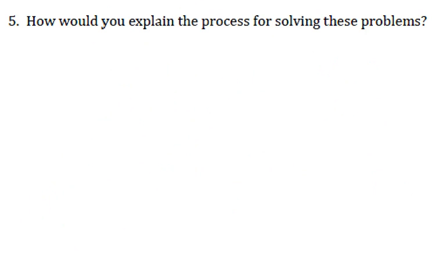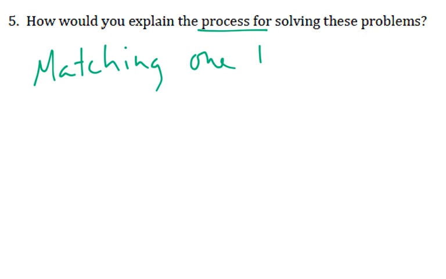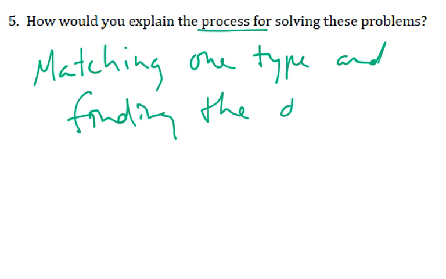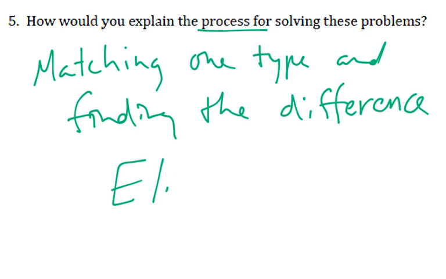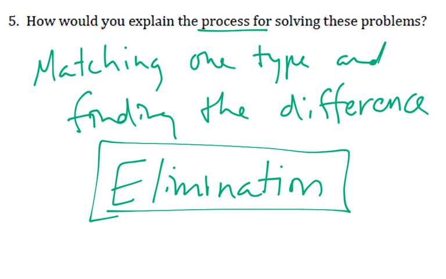So, what did we do here? What was the process? Well, we did something with matching one type and finding the difference, right? In other words, we eliminated one of our variables to get down to 1 to figure out what it was. And that's the third way we're going to talk about more.